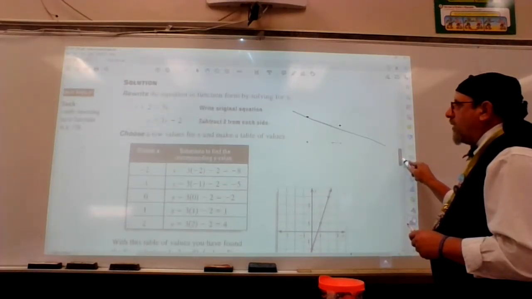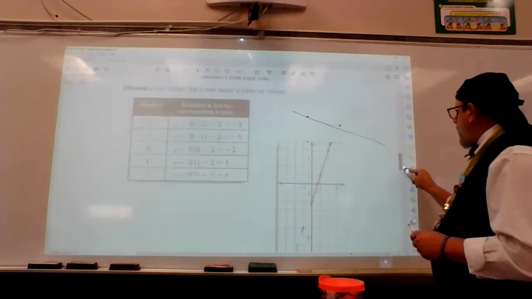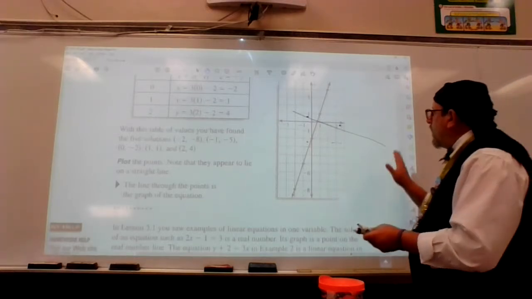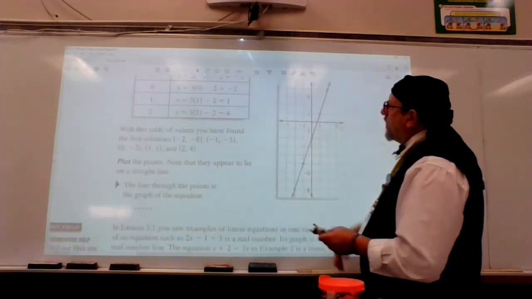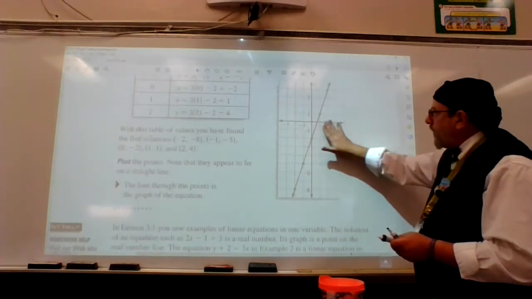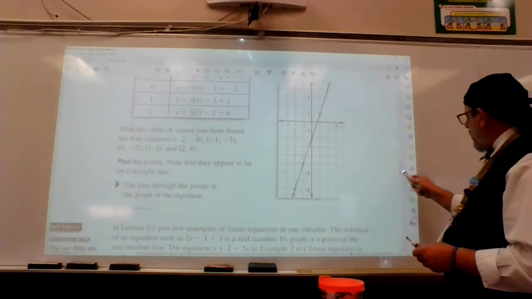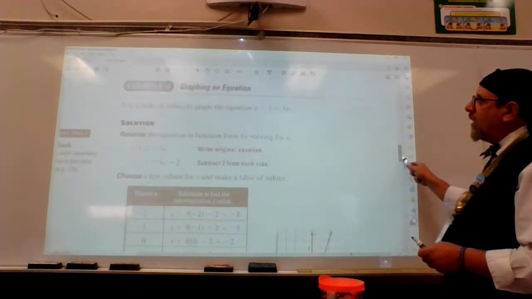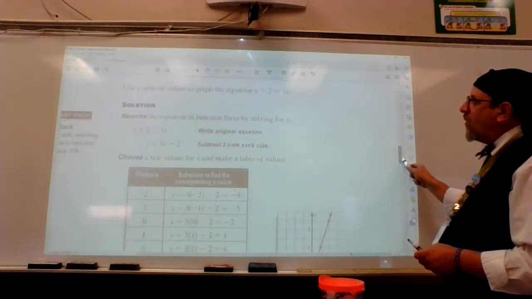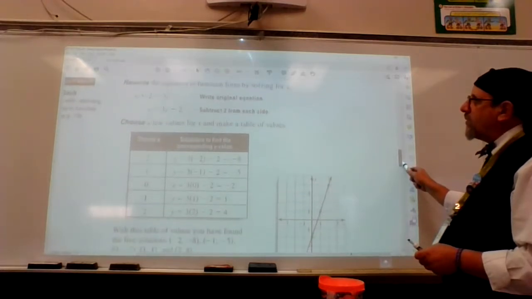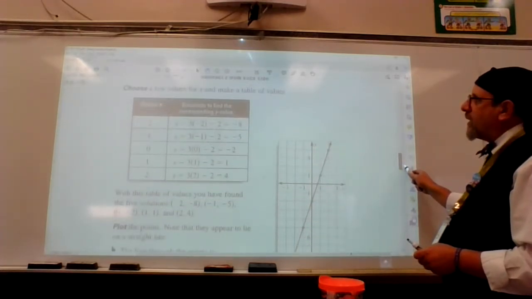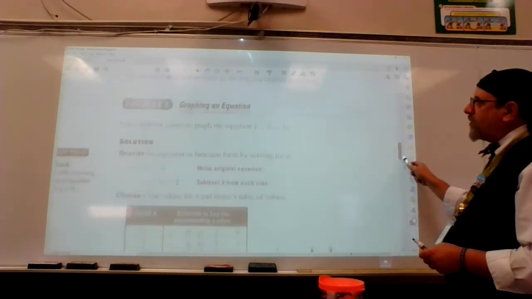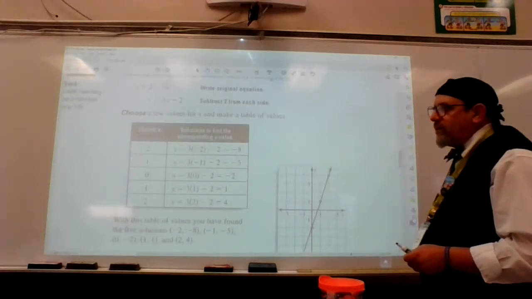I want to show you that this is the graph of the equation. This right here, this is the graph of that equation. I want to see what form they write it in. Okay. Y plus 2 equals 3x. Oh, we like that. Okay, well, it doesn't say anything about what you're supposed to do here, so I'm going to tell you what you're supposed to do here.